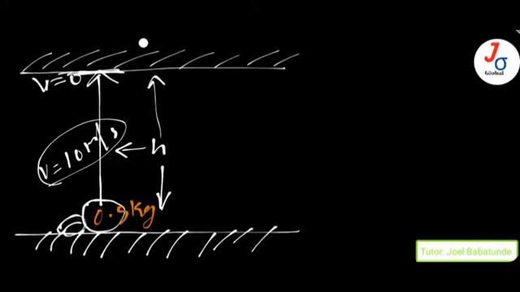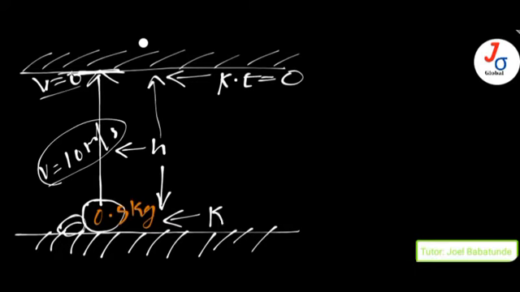Now the question is, what is the kinetic energy here at the top? At the top, since v equals 0, half mv squared, with v squared being 0, 0 multiplied by everything there is 0. So the kinetic energy at the highest point is equal to 0.